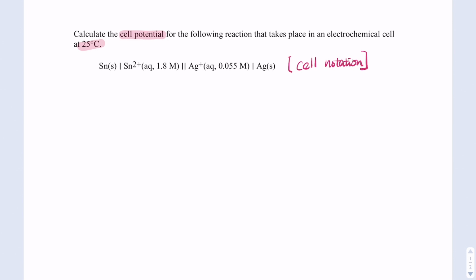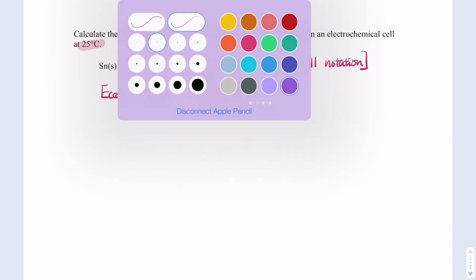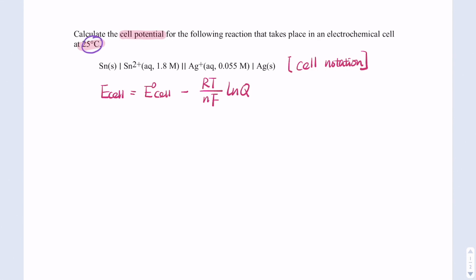Let's write out this Nernst equation first. The Nernst equation is: cell potential equals the standard cell potential, which is E cell with the little circle, minus RT over nF times ln Q. This applies to any temperature. If it's at 25 degrees Celsius, then we simplify the Nernst equation this way: E cell equals E° cell minus.